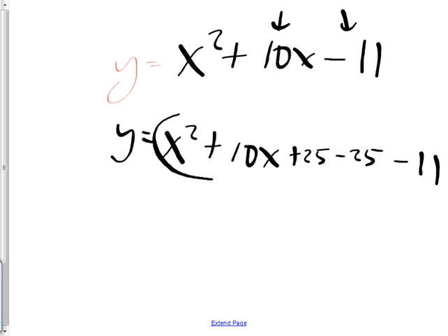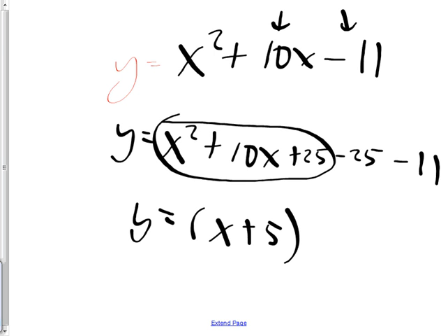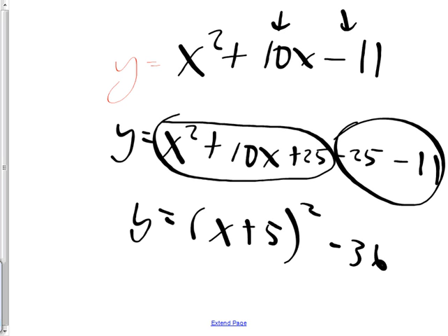Then this part right here is perfect, which makes it y equals (x plus 5) squared, and then this part right here goes together, negative 36. Raise your hand if you get that. All right, then I want you to try one like it.